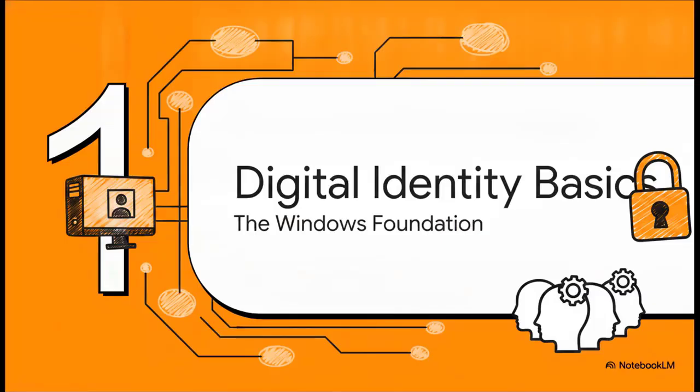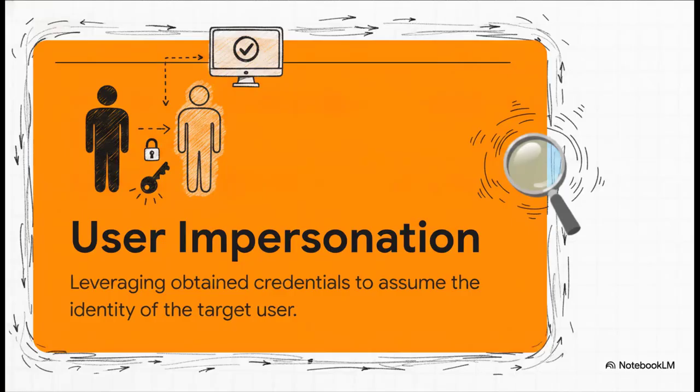All right, let's dive right into section 1, anatomy of digital identity, the Windows Security Foundation. So what exactly are we talking about here? Formally, we're looking at MITRE tactic T1550, user impersonation. The adversary's core goal here is straightforward but absolutely critical, leveraging obtained authentication material to assume the identity of the user to whom those credentials belong. You have the material, now you need the access. For defenders, this is the exact moment an attacker transforms from an external threat into a trusted insider.